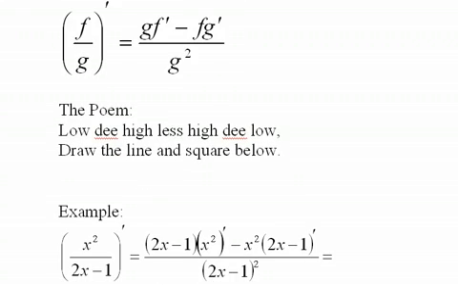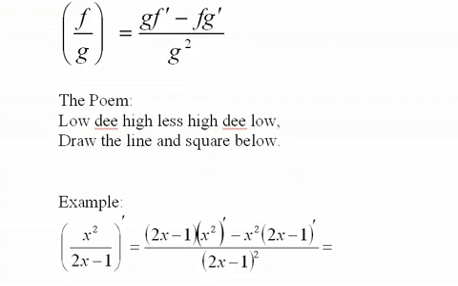Okay, here's our example. Again, I'll use prime notation because it's the easiest thing to use, the cleanest thing to use in a very complicated formula like this. So I have the function x squared over 2x minus 1. It's a rational function. And what I'm thinking is I'm going to take low, this, times the derivative of the high, low d high, subtract less high d low, draw the line and square it below.